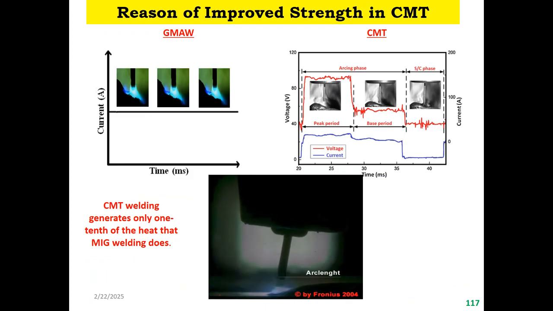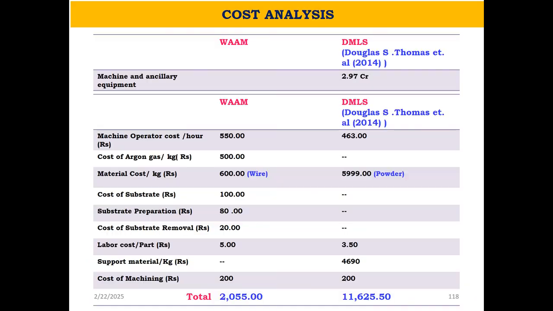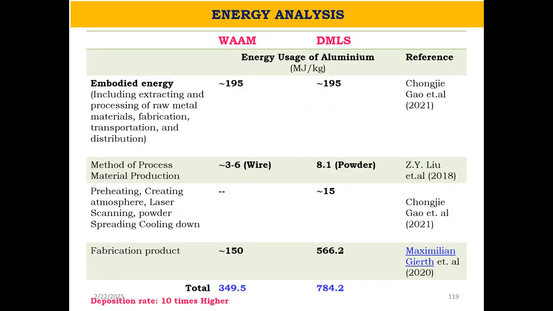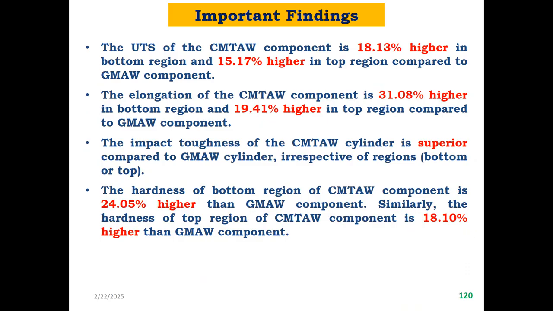CMT welding generates only 1/10 of the heat that MIG welding does. The heat input plays the major role in confirming the weld strength here. They went for cost analysis and energy analysis. Important findings were given after the process.